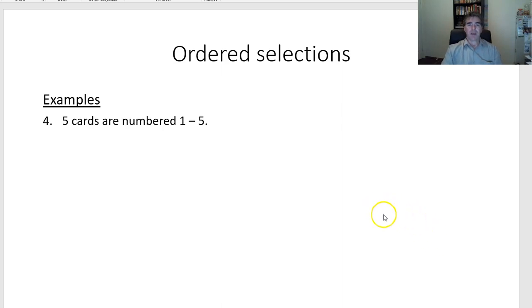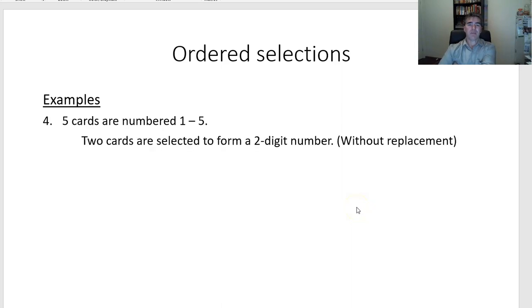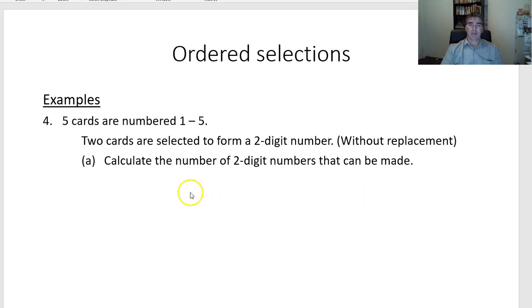And the 4th example here, we've got 5 cards and they're numbered 1 to 5. We're going to select 2 cards to form a 2-digit number, and we're not going to replace the card. So that's important, because otherwise we get repetition like 11, 22, 33, etc. So let's calculate the number of 2-digit numbers that can be made.